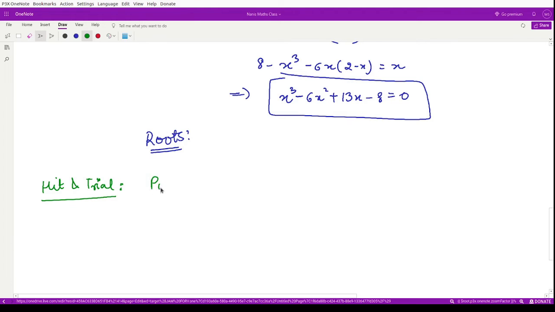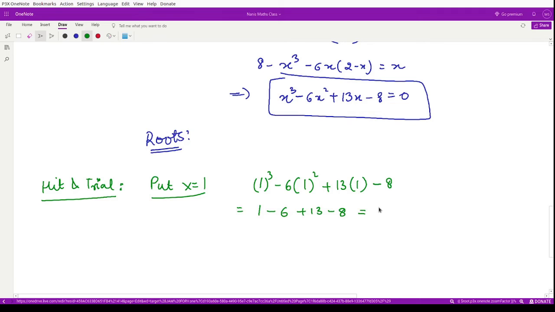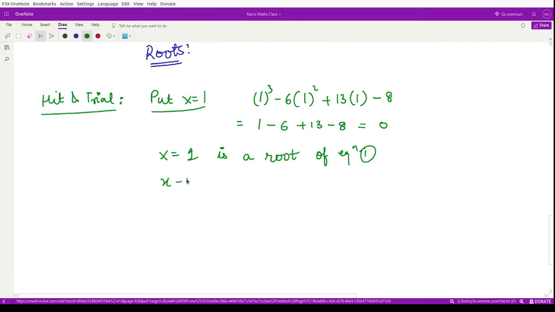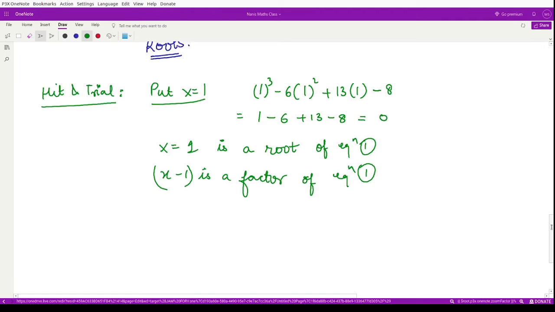So if I substitute x is equal to 1 here, let's try out what it is. So it would be 1 cube minus 6 into 1 square plus 13 into 1 minus 8. So it would be 1 minus 6 plus 13 minus 8. So this is nothing but equal to 0. So that means x is equal to 1 is a root of equation number 1. If this is a root, that means x minus 1 is a factor. If this is a factor, that means it will divide this equation completely using the division algorithm.